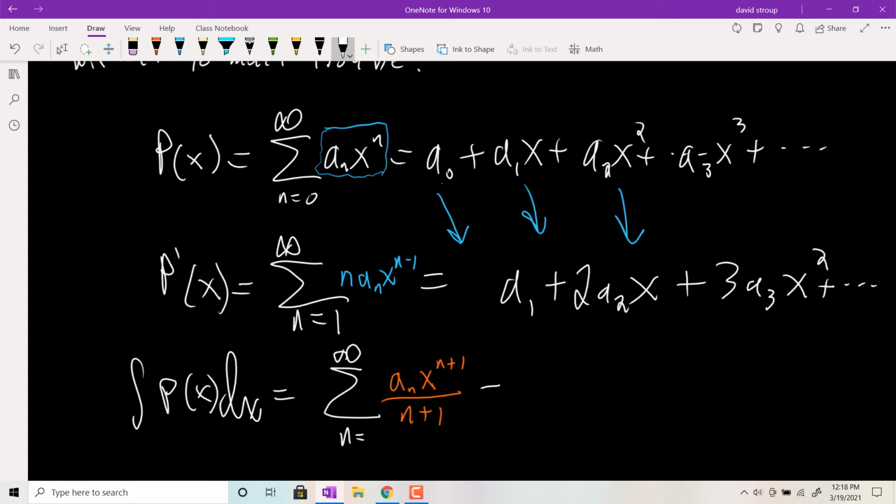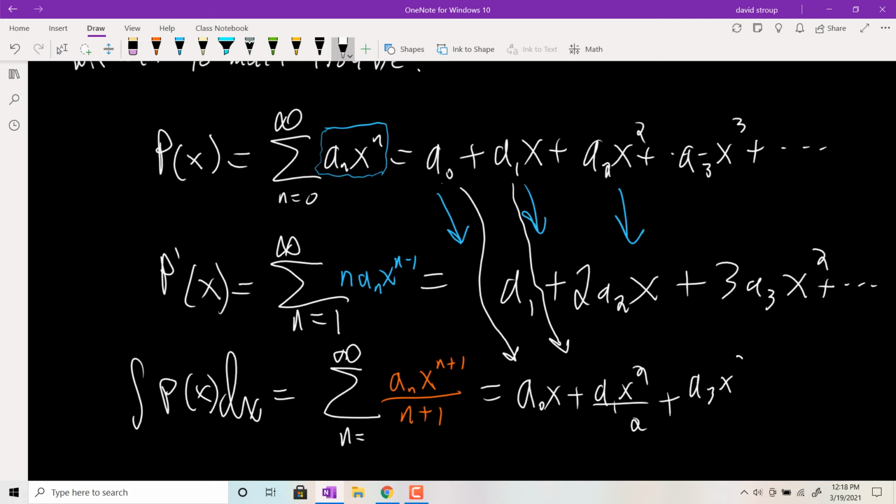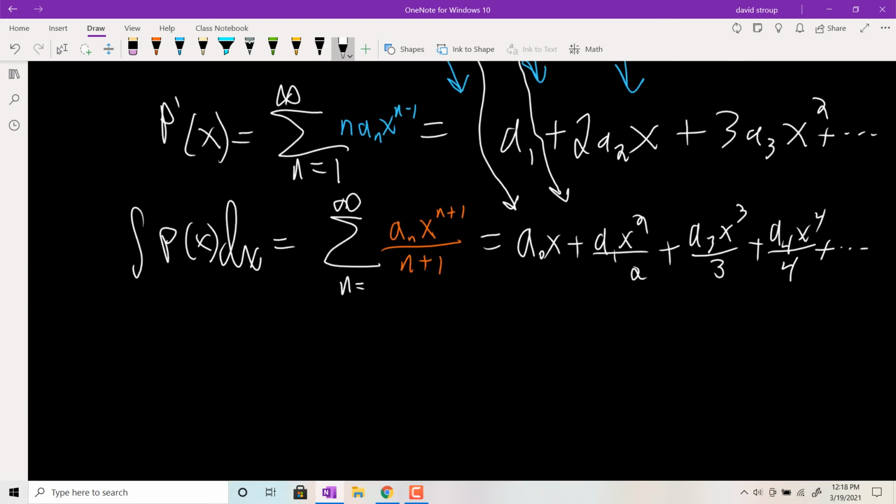Okay. So what will this equal if we just did term-wise integration? In other words, take the derivative of that. What would that be? Well, that would be a sub 0 x, and then take the derivative of this. What would that be? Well, that would be a sub 1 x squared over 2, and then so on, right? So plus a sub 3 x cubed over 3, plus a sub 4 x to the 4th over 4, plus and so on.